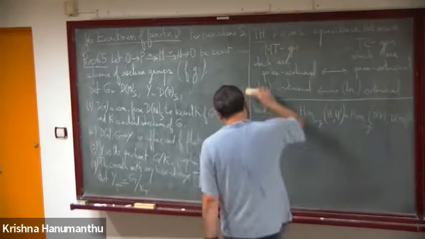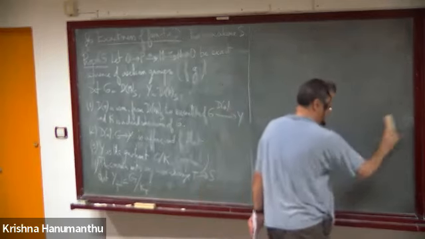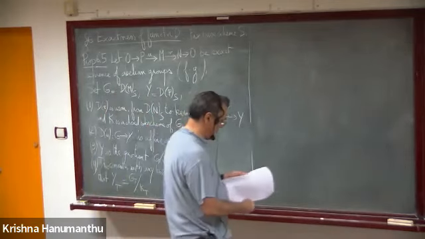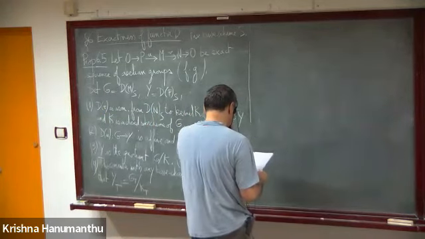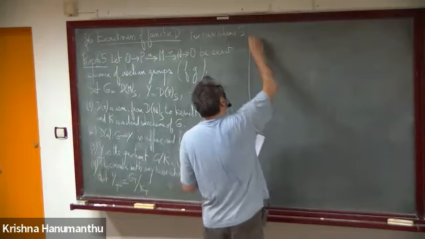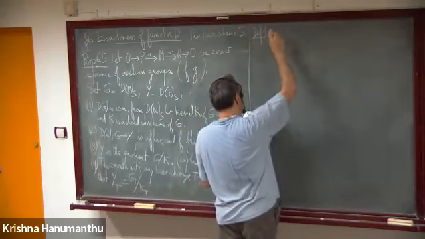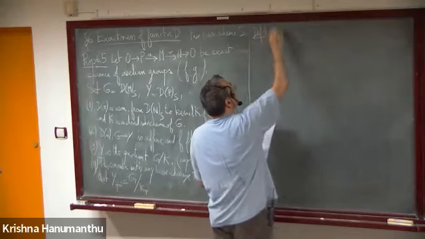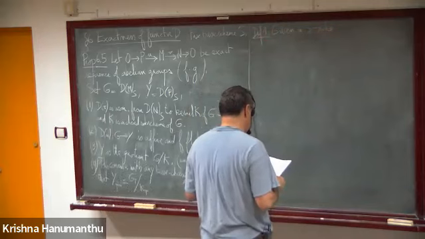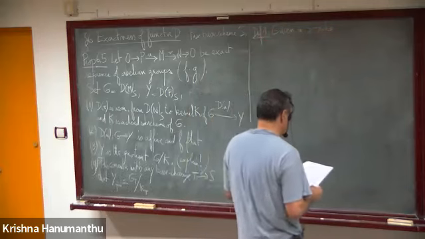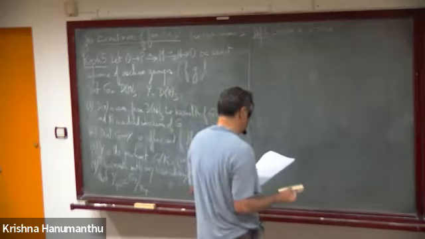So maybe I have to explain what it means to be the quotient. So I need to introduce two definitions. So definition one. So given an S scheme. How should I put it? Okay.